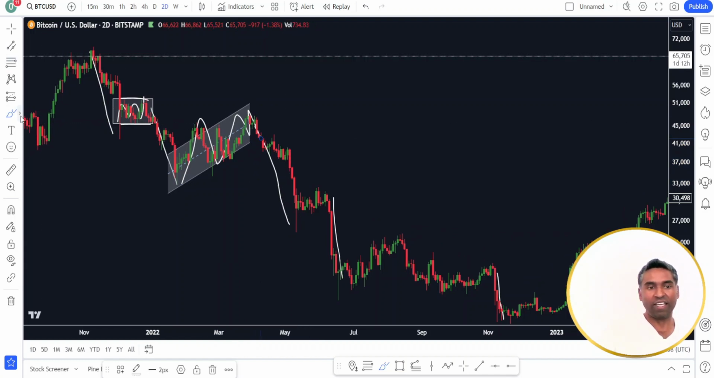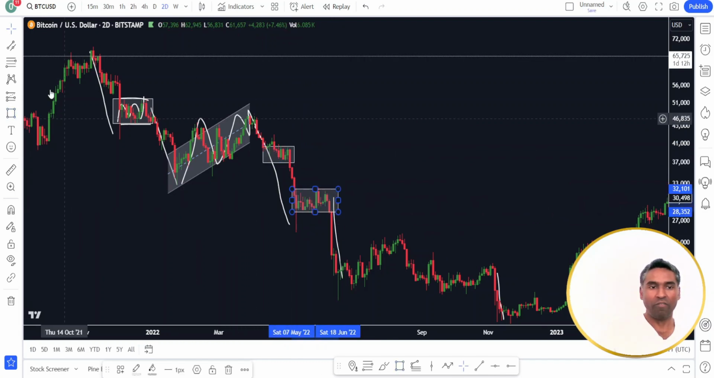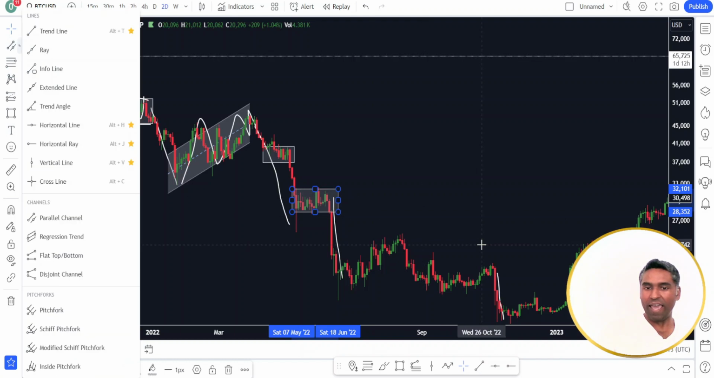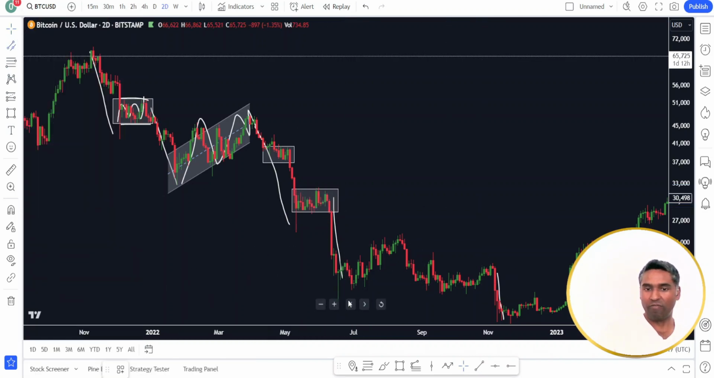So where is the next one? What is the next pattern we see? We see consolidation. So this is a consolidation. We see a rectangle here. We see another rectangle here. We see a flag, a bear flag we call it. It's a bear flag. We see a bear flag here.